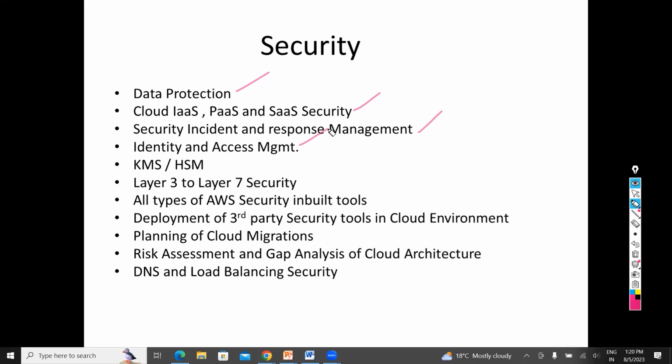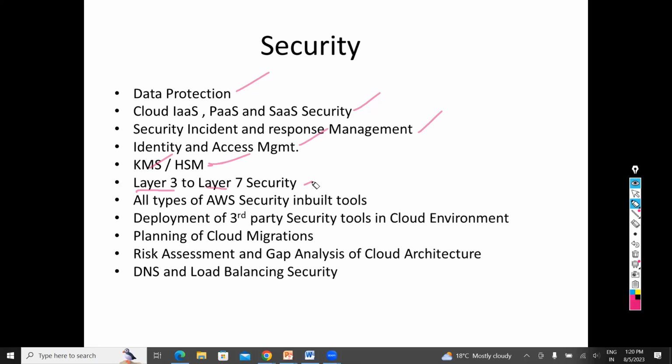How can you identify the user, and the types of identification, like single sign-on, multi-factor authentication, IDP, OAuth services. Then we will cover key management systems of public keys and private keys, where we can store them, when we have to use a key management system, and when we have to use HSM. What are the FIPS security modules we are using? We will cover all the types of security from layer 3 to layer 7.